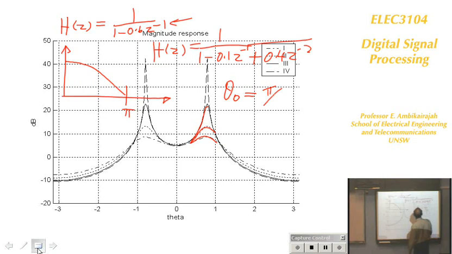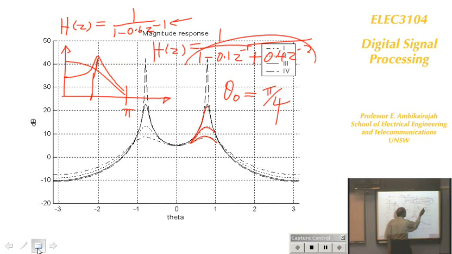So this means my graph at pi over 4 is here. At pi over 4, it's going to peak. So it's going to go and peak up at pi over 4 and come down. That means a resonant system. That means this must have complex roots. A second order system is the only system that can resonate. It can have a fourth order system resonating, but basically a second order system can provide resonance.